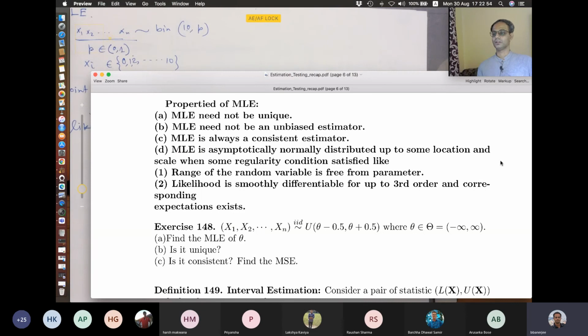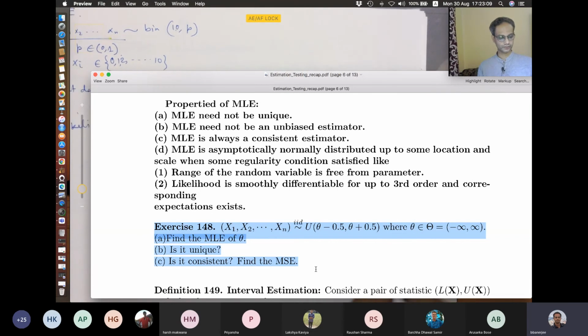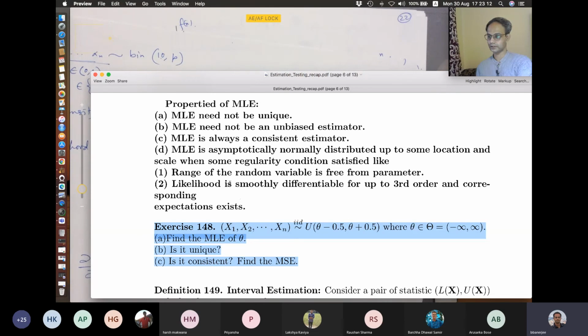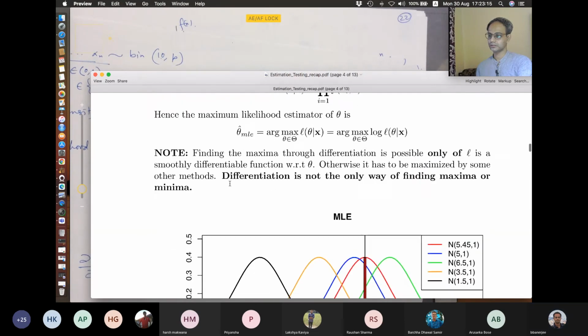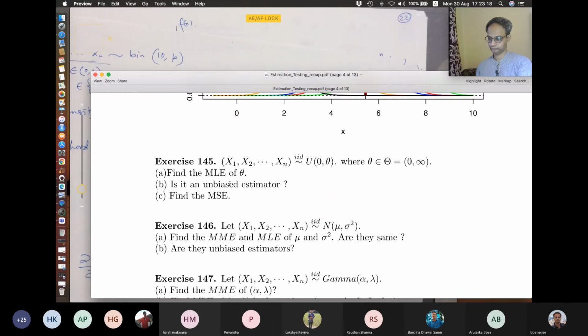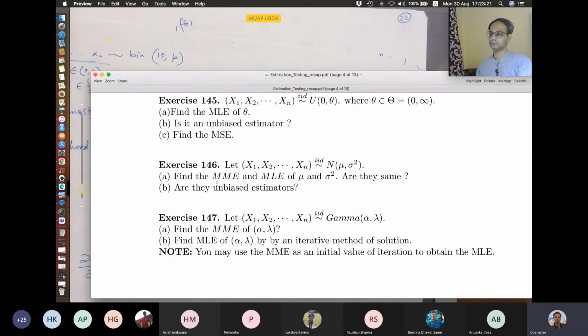MLE need not be unique. If you try this example, you will be able to see that MLE is not unique. MLE need not be an unbiased estimator. For that, you can also do one exercise. The MLE of sigma square for the normal distribution, if you calculate it, will be 1 upon n sum over xi minus x bar whole square, and hence it will not be an unbiased estimator.